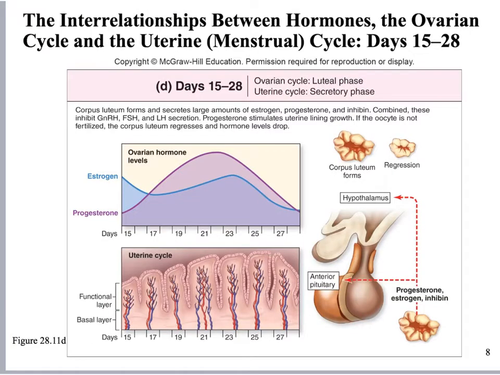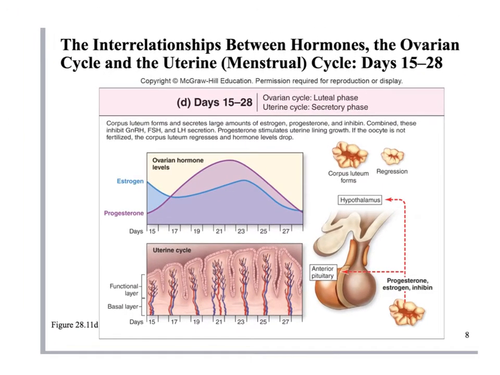And that happens here, right? Ovarian cycle, luteal phase, uterine cycle, secretory phase. We are really preparing the body for potential pregnancy, right? And progesterone, also known as the hormone of pregnancy, is helping to prepare the endometrium for possible implantation.